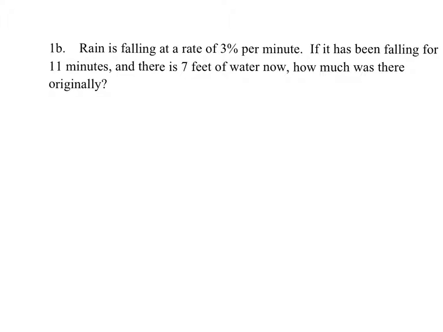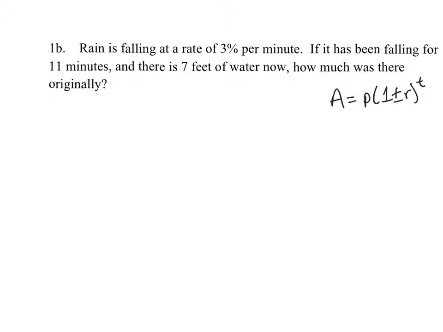Okay, now we'll be doing problem 1B, which states: rain is falling at a rate of 3% per minute. If it has been falling for 11 minutes and there is 7 feet of water now, how much was there originally? First, once again, we're just going to write the formula: A equals P times (1 plus or minus R) to the T. Okay. So let's start plugging in.